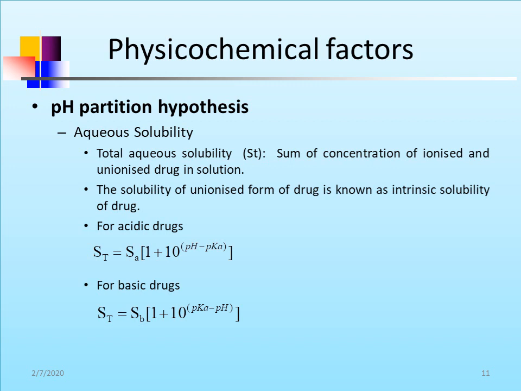Moving towards aqueous solubility. What is the total aqueous solubility? That is St. It is the sum of the concentrations of ionized and unionized drug in the solution. The solubility of the unionized form of the drug is known as the intrinsic solubility of the drug. For acidic drugs, St is equal to Sa times (1 plus 10 raised to pH minus pK), while for basic drugs, St is equal to Sb times (1 plus 10 raised to pK minus pH).